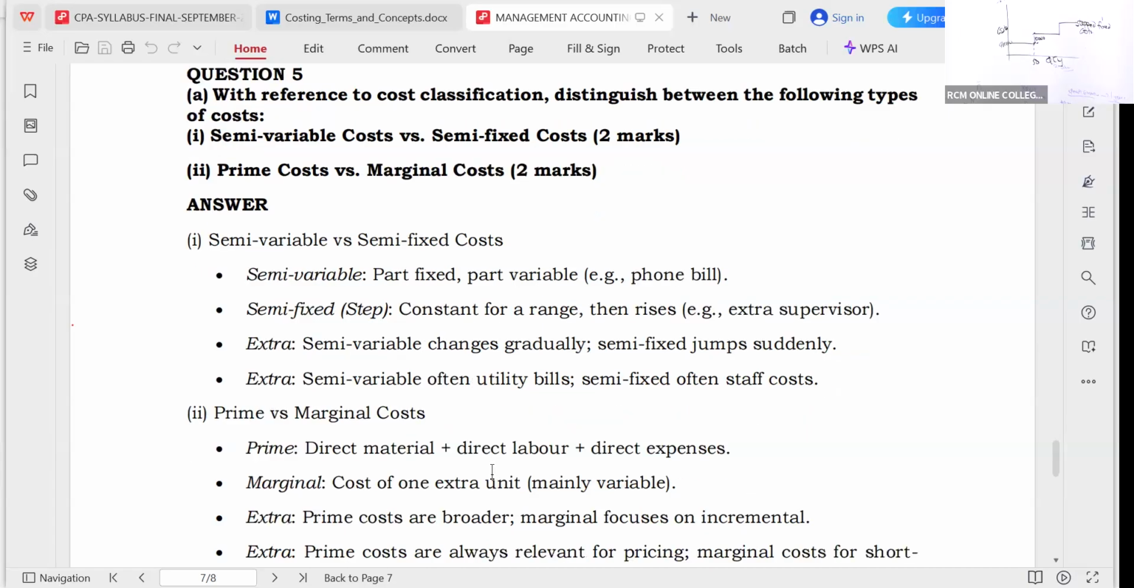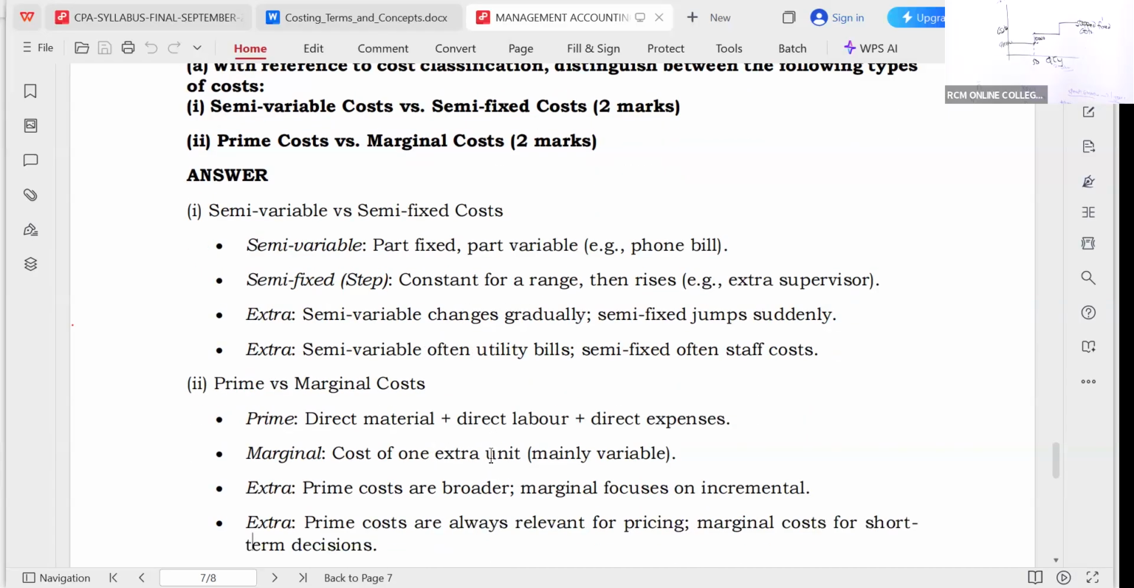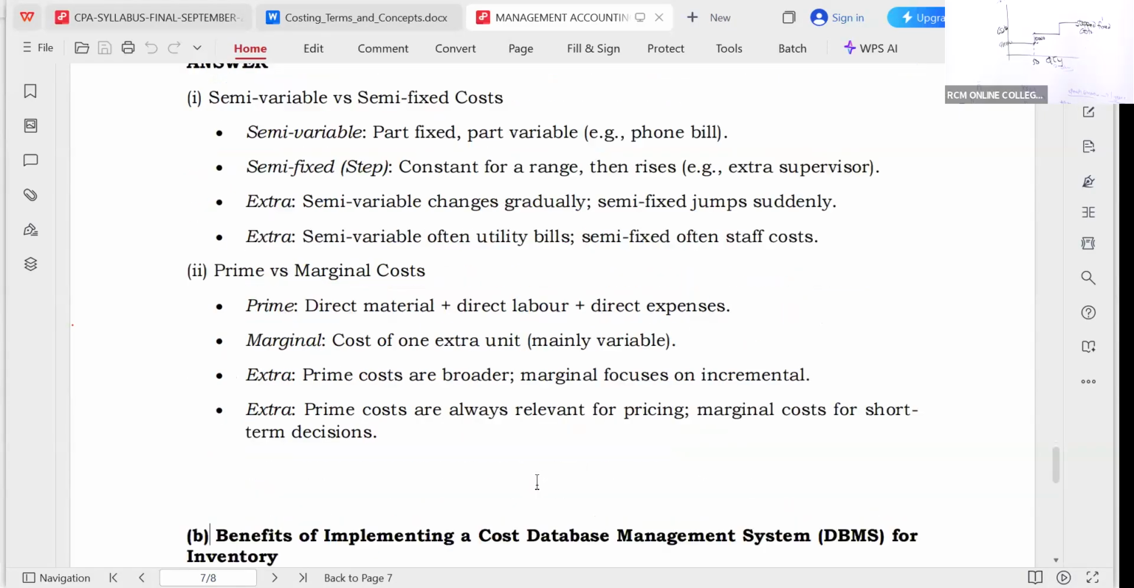And then marginal costs, these are cost of one extra unit. Cost of one extra unit, mainly variable. Prime costs are broader. Marginal costs focuses on incremental. I think that's good enough.